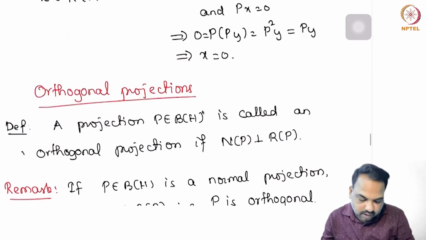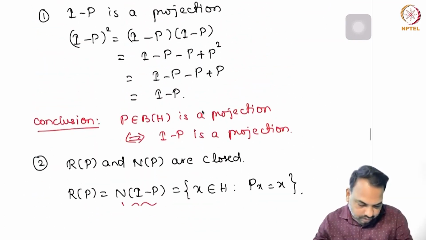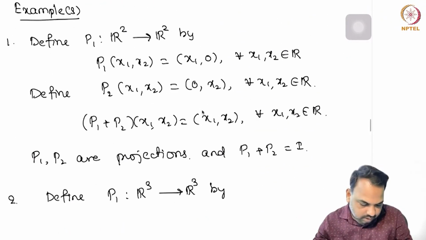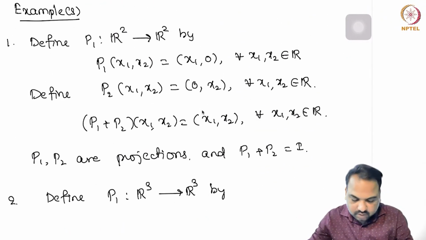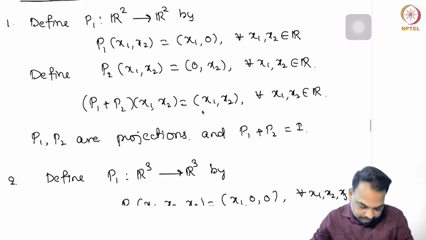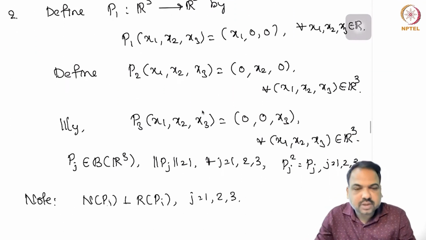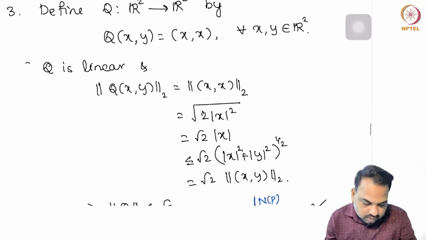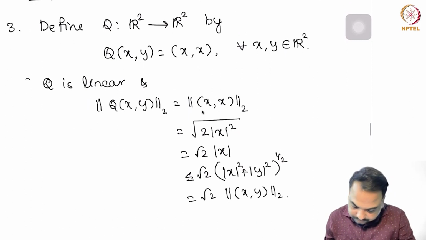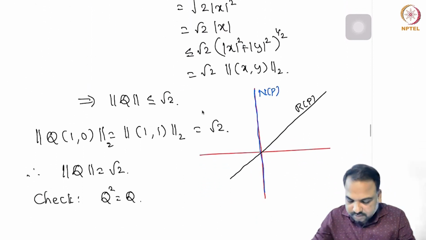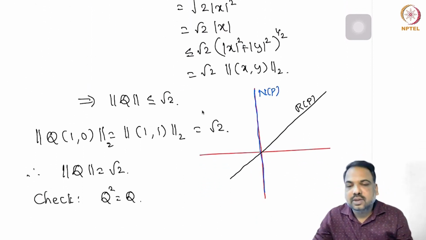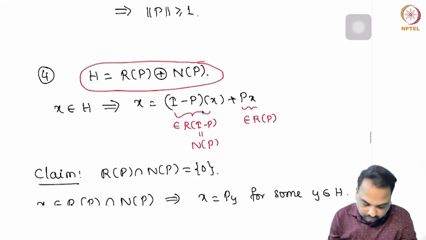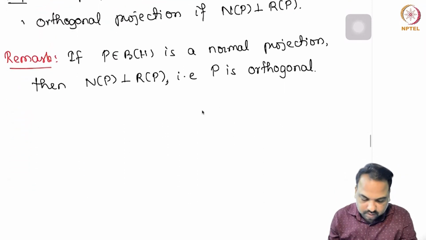So we have seen several examples earlier. If you look at the earlier examples, in the first example P1, P2 are orthogonal projections, and in the second example P1, P2, P3 are orthogonal. And if you look at the Q that we defined in example 3, we have clearly seen that the null space of P and the range space of P are not orthogonal to each other, hence Q is not an orthogonal projection. Okay.